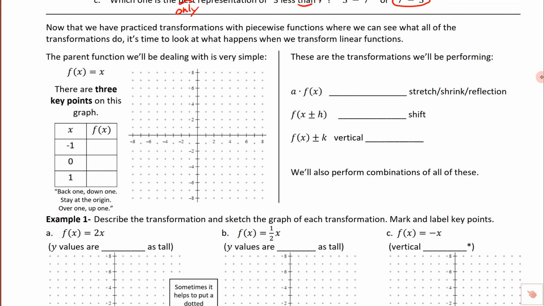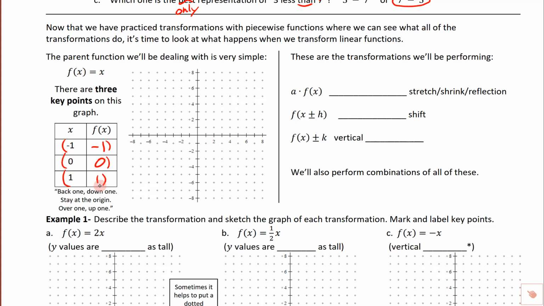But we're going to take a look at a parent function that looks like this. This is the most basic linear function. So this is f of x equals x, and we're going to say these are the 3 key points that define the line. Now, a line only takes 2 points to define it. We're going to keep track of these 3, and here's why. So if we plug in a -1, we get out a -1. So f of -1 is -1. f of 0, if we put a 0 here, we put a 0 there. So f of 0 is 0. And if we put a 1 in here, we put a 1 right there. So these are the 3 key points.